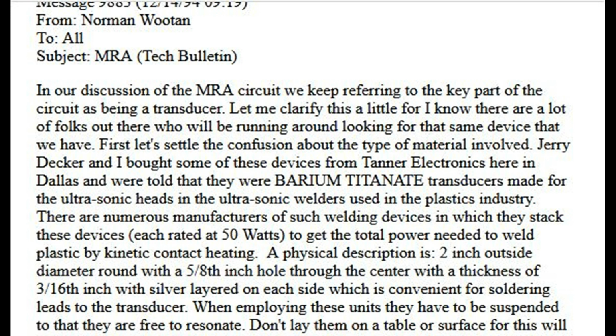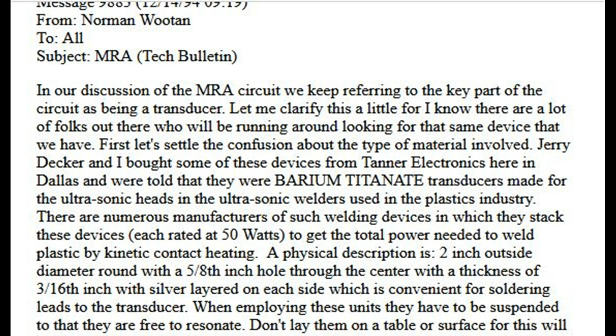Jerry Decker and I bought some of these devices from Tanner Electronics here in Dallas and were told that they were barium titanate transducers made for the ultrasonic heads in the ultrasonic welders used in the plastics industry. There are numerous manufacturers of such welding devices in which they stack these devices, each rated at 50 watts, to get the total power needed to weld plastic by kinetic contact heating.